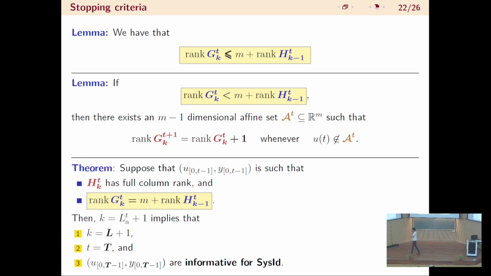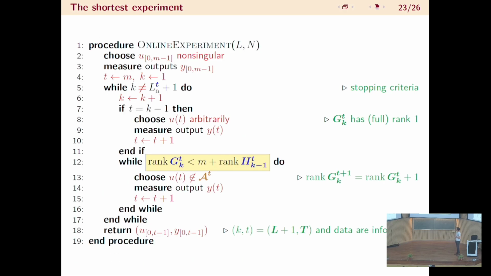So this is the important point. The theorem gives you a way of stopping this procedure. Stopping the procedure of increasing the depth of the Hankel matrix, increasing the rank, again increasing the depth, and so on. Because if k is equal to L_A plus 1, then I know I need to stop. Cool, huh?